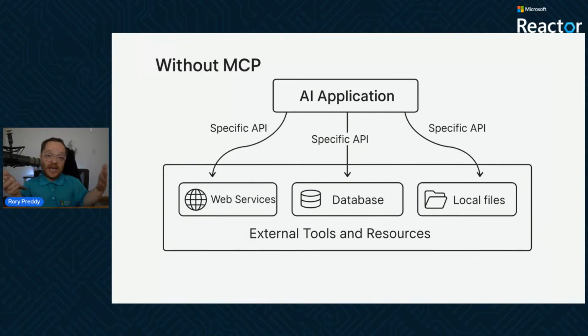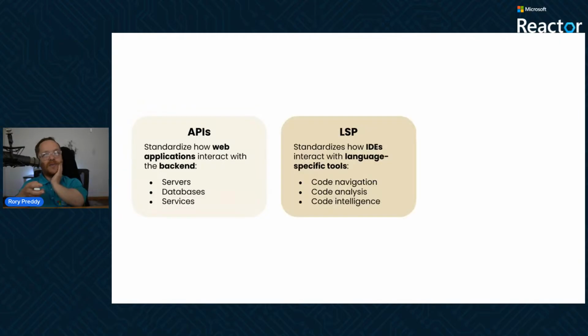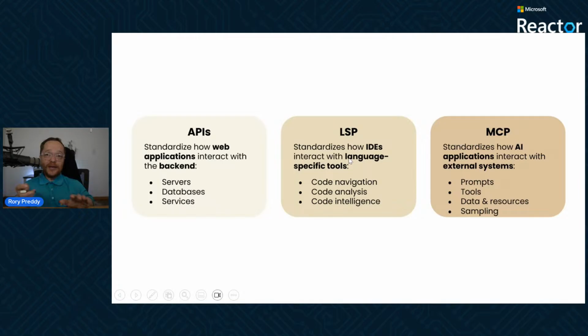So I'm going to say to calculate this sum, and it's going to go, hey, do I have a calculator MCP tool? I don't want to use APIs. I don't want to use language servers, which is actually part of how Java uses language-specific tools. I want to use MCP.